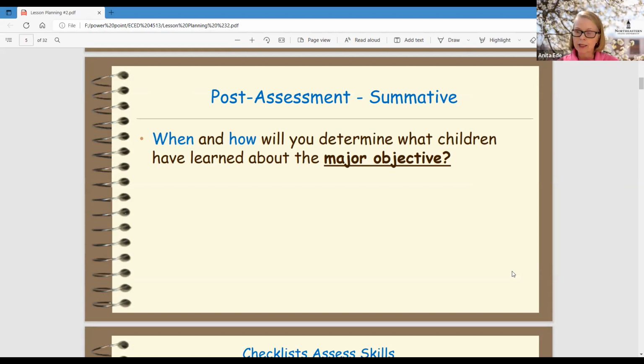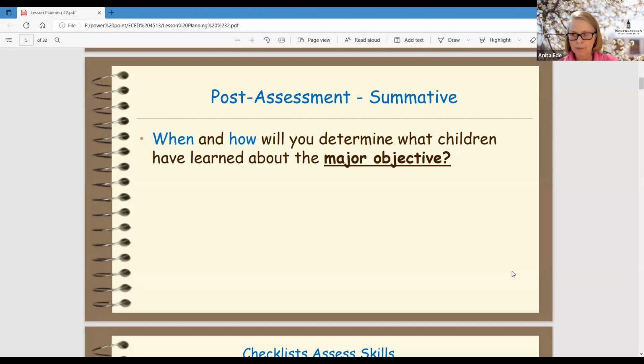Now, if you're teaching a knowledge lesson, like say you're teaching your lesson about firemen, you're going to wait until the closure. And during the closure, you're going to say, boys and girls, so what did you learn today about firemen that you didn't know before? So there you have it. There's a difference in your summative assessment and when you do it, depending on a skill or knowledge objective.